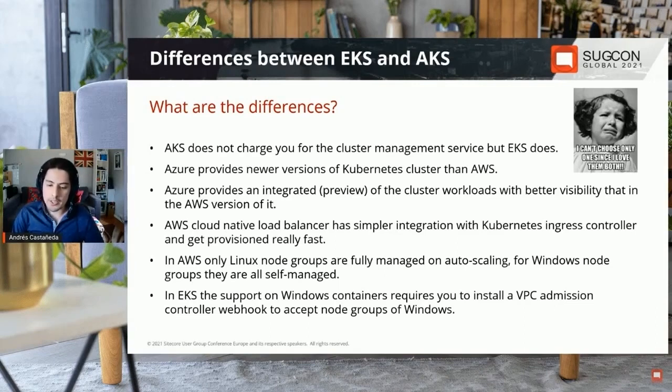One thing, in AWS, only Linux node groups are fully managed on auto-scaling, and Windows node groups are self-managed. On Azure, the implementation of auto-scale comes out of the box, and this is for obvious reasons. And in EKS, the support for Windows containers requires you to install a VPC admin controller webhook to accept Windows node groups. This one is not a major thing, but it's something additional to do. And we will talk about that later in the presentation.